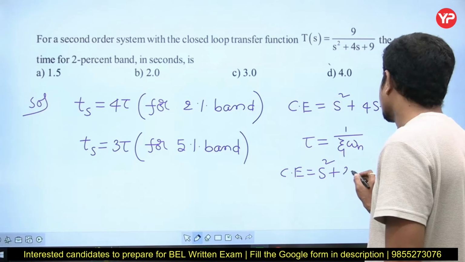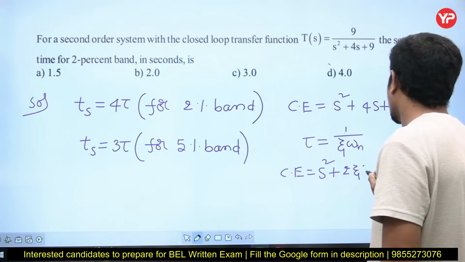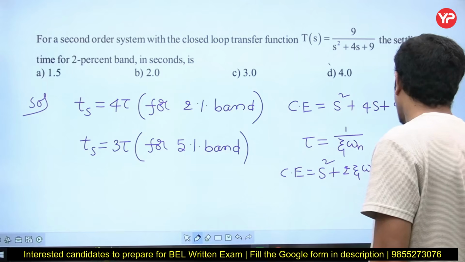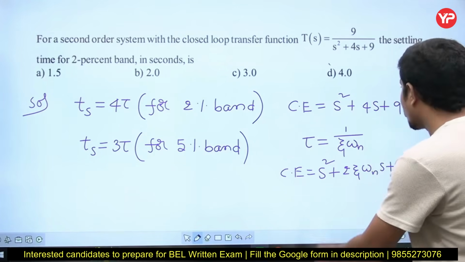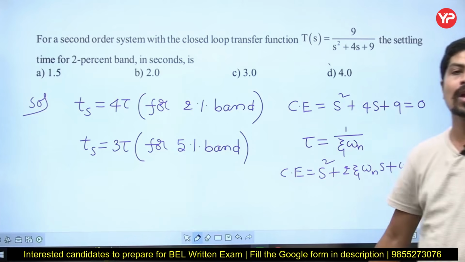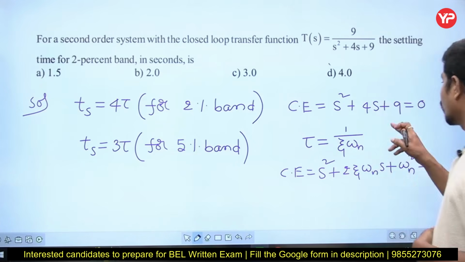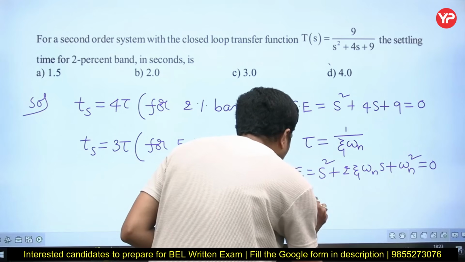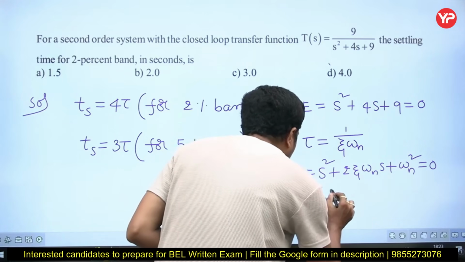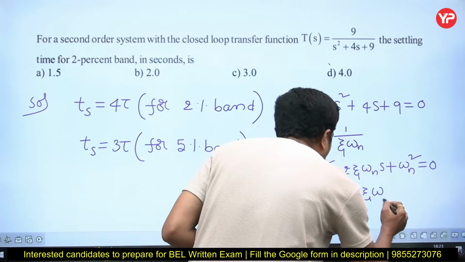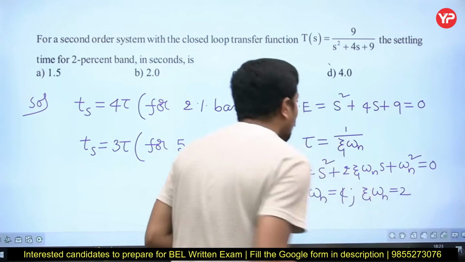What is your standard characteristic equation? s square plus 2 zeta omega n s plus omega n square. Compare very clearly. In place of 2 zeta omega n, you have 4. So 2 zeta omega n is equal to 4. From this we get zeta omega n as 2.